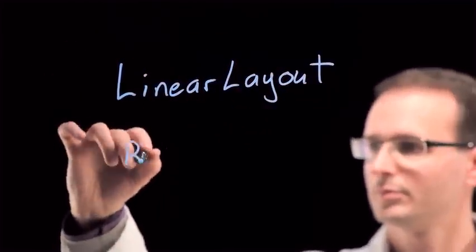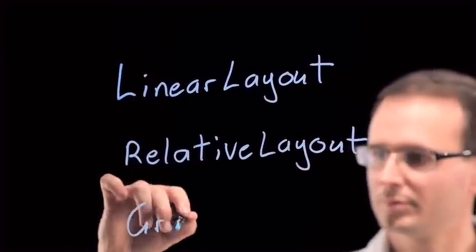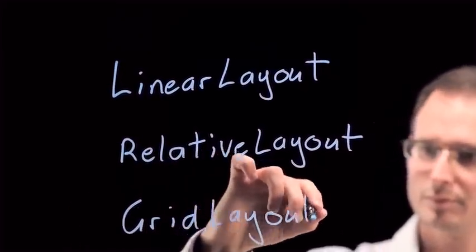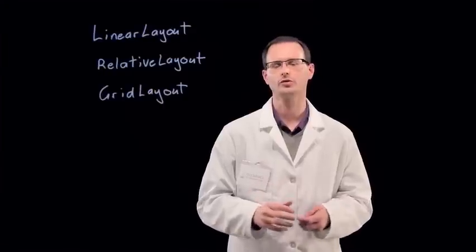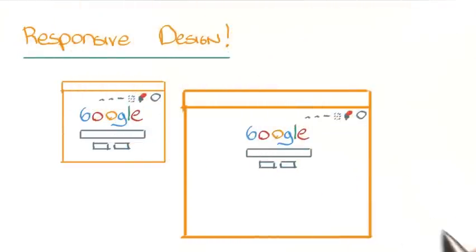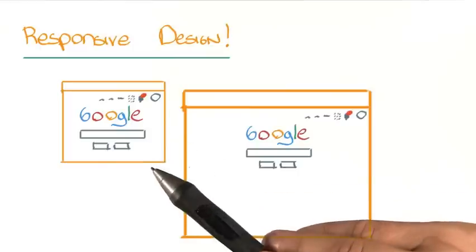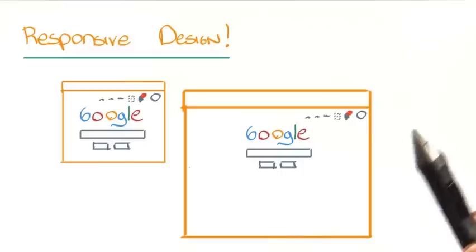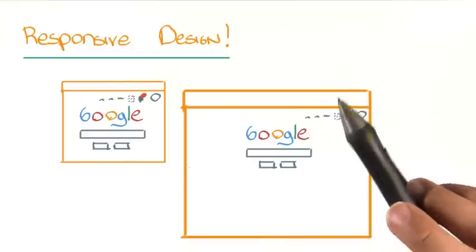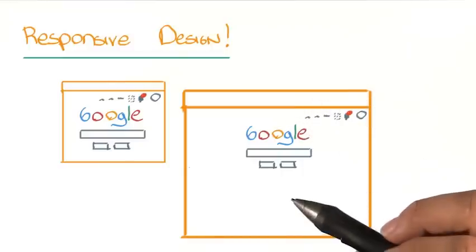In favor of layouts like linear layout, relative layout, and grid layout that can dynamically resize and adapt to any screen following the principles of responsive design. Responsive design. I know. It's fun to resize your web browser and see which sites resize gracefully and which sites remain defiantly large with gross horizontal scroll bars. But responsive design is not just for the web.